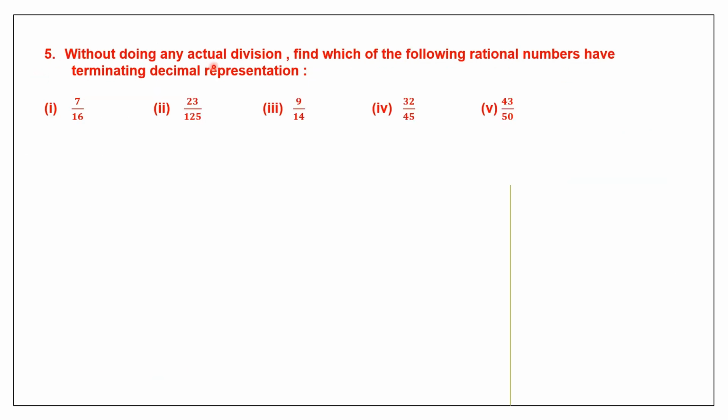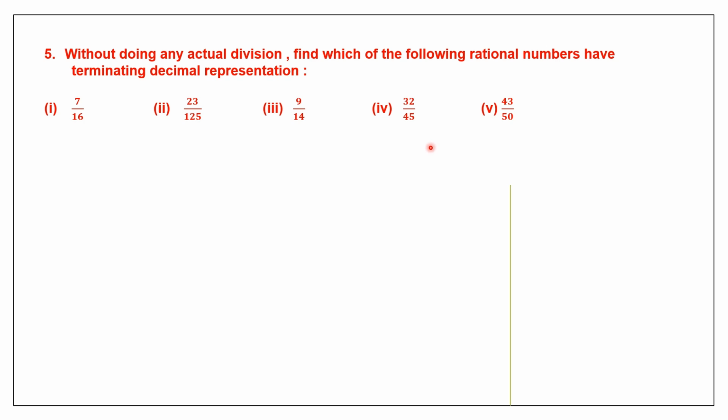Question 5. Without doing any actual division, find which of the following rational numbers have terminating decimal representation. So we have 5 questions here. Now we need to find if any of these rational numbers have terminating decimal representation. That means if we divide the numerator by the denominator, will the decimal, that is the quotient, terminate? Will it be a terminating decimal? And we have to do this without doing any actual division. So we are not going to divide 7 by 16 or 23 by 125 and so on. Without doing actual division, we have to find out.